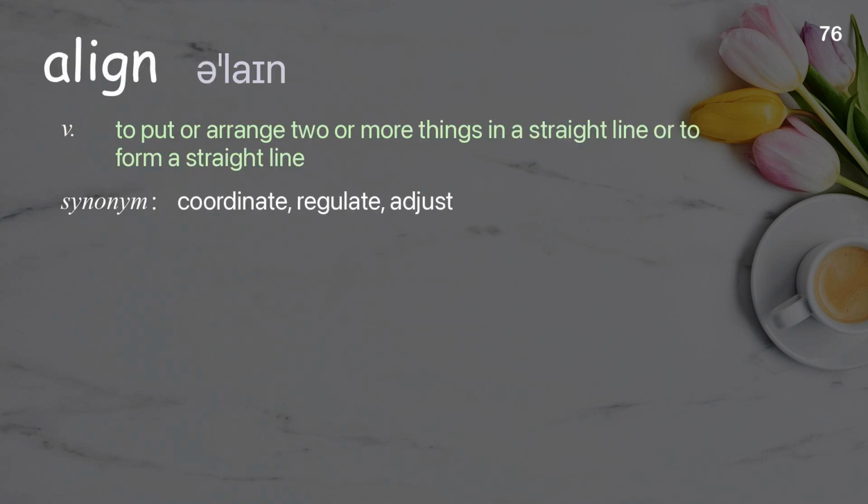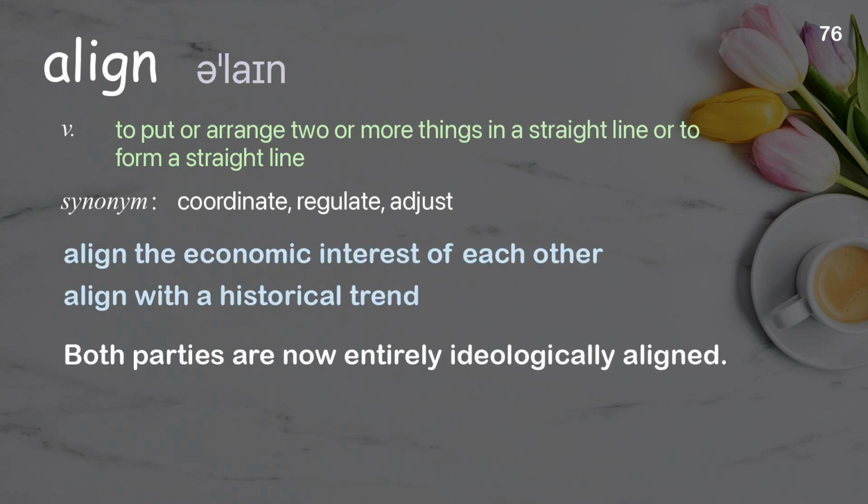Align. To put or arrange 2 or more things in a straight line or to form a straight line. Examples: Align the economic interest of each other. Align with a historical trend. Both parties are now entirely ideologically aligned.